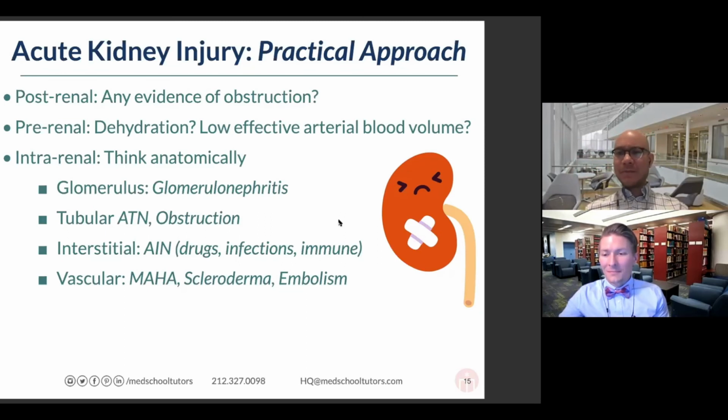Anything to add here? No, you nailed it. So just following a schema here, the kidney injury itself is the scary one. Pre-renal, post-renal, you can figure that out with lab values and maybe an ultrasound of the kidneys, worst case scenario, but lots of stuff could be going on inside the kidney.